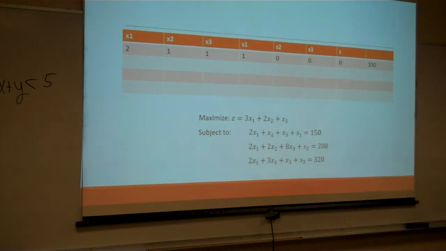I'm very angry right now. Why are you angry? Because if you look at the bit where S1, S2, and S3, it makes an identity matrix. It will. It will indeed.